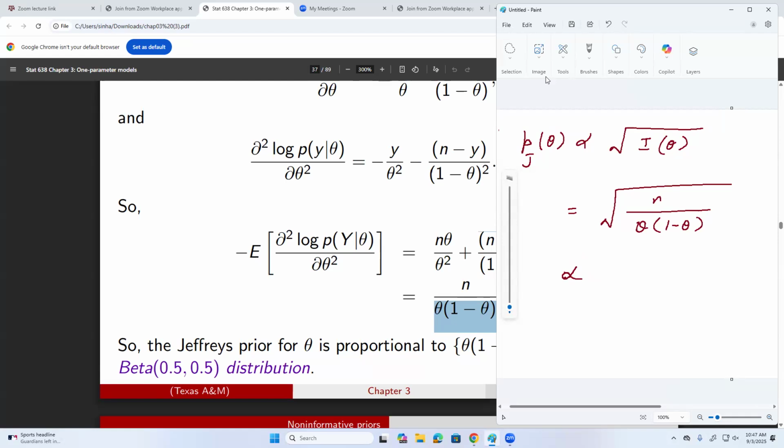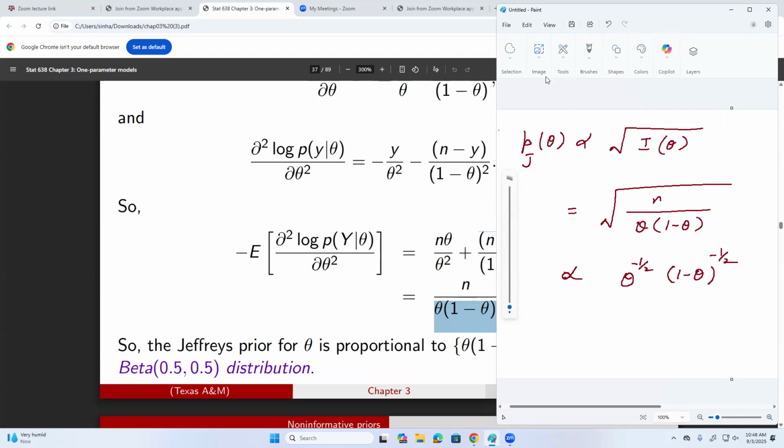So the Jeffreys prior for theta is proportional to n over theta times 1 minus theta. Since I'm writing proportional, I can omit n even, right? I do not need to write n. So it is theta to the power minus 1/2 and 1 minus theta to the power minus 1/2, right? This is the Jeffreys prior.